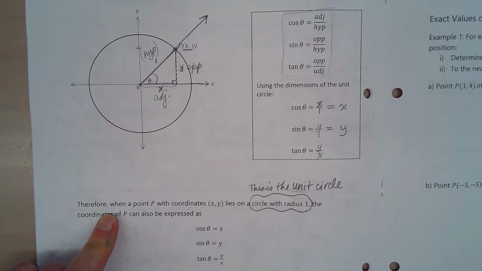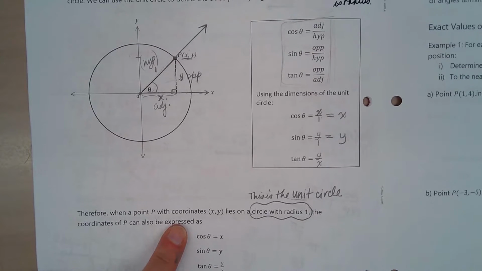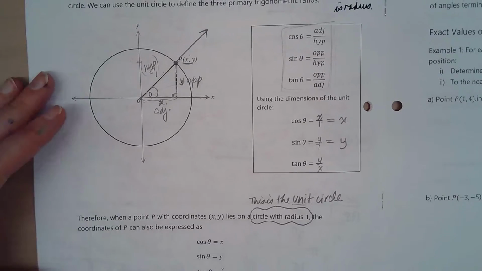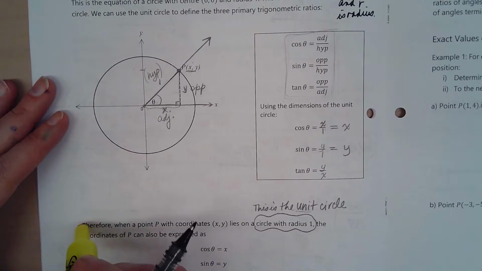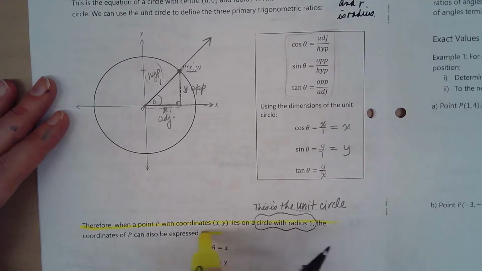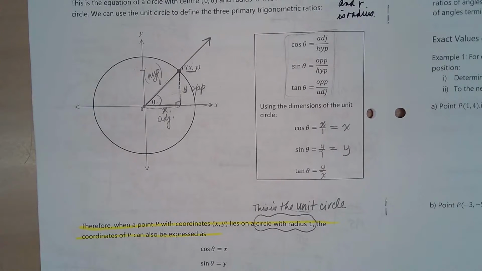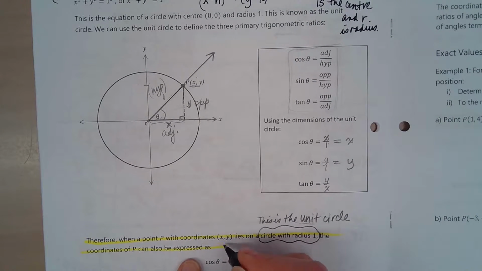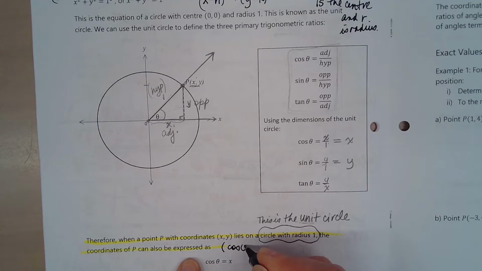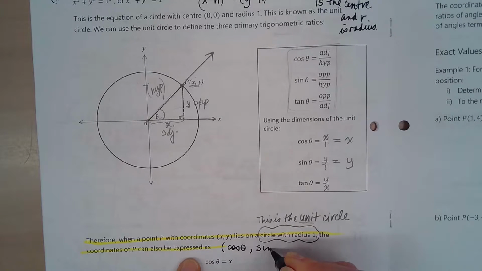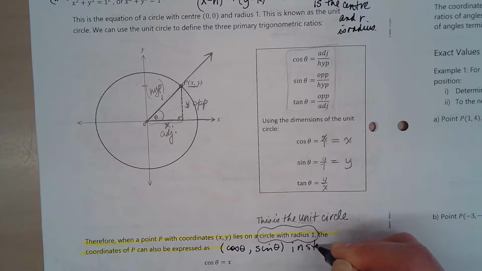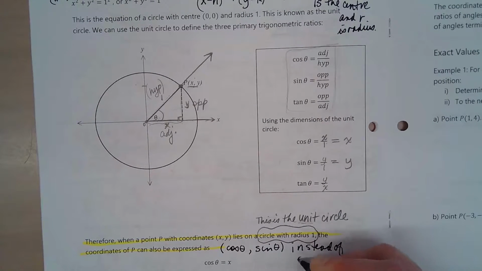Therefore, when a point P lies on the circumference of the unit circle, the coordinates of P can also be expressed as cos theta, sine theta instead of x, y.